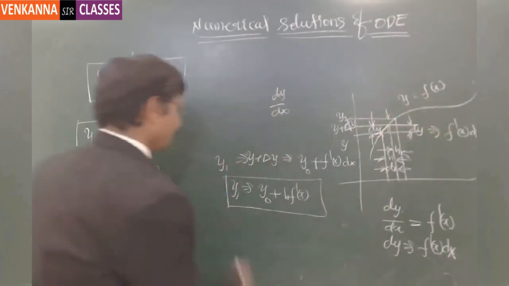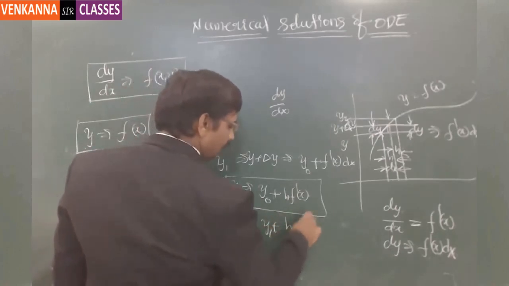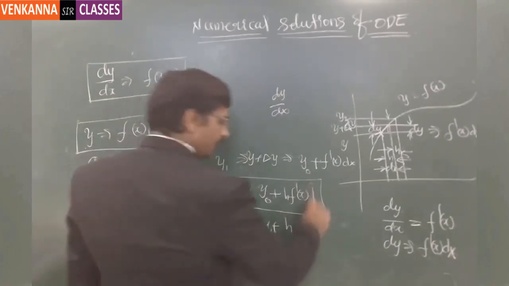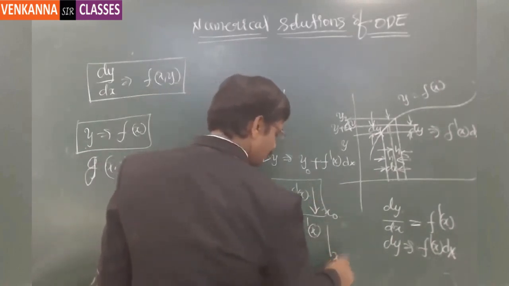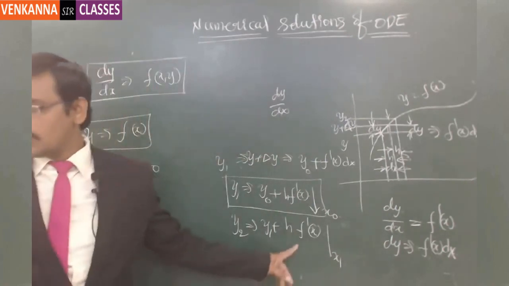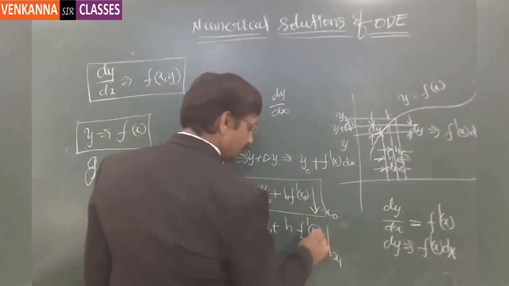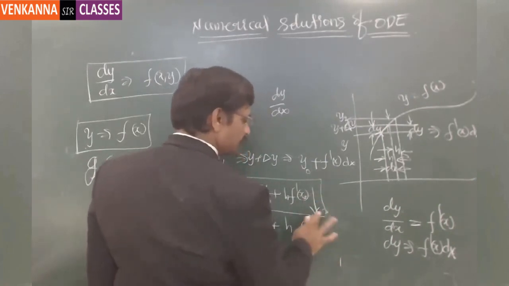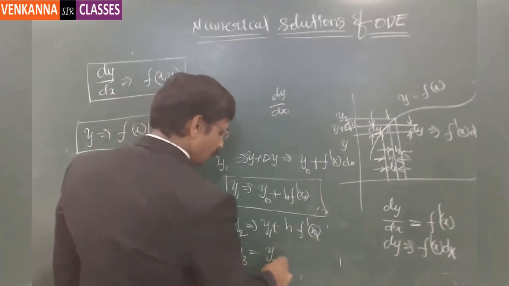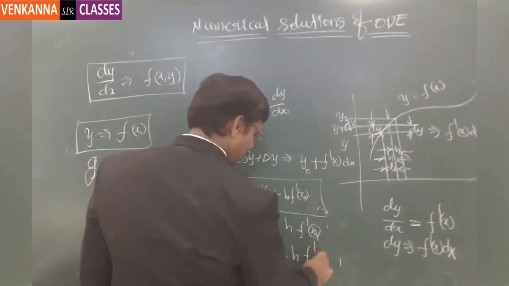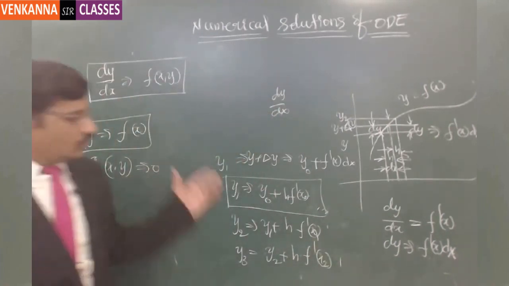So y2 is equal to y1 plus h times f dash of x, this is at x0 and this is at x1. Got it? So f dash of x at x1, or in general you can write this as, this is x0 and this is x1. Similarly, y3 equals y2 plus h into f dash of x2. So this way you can reconstruct.